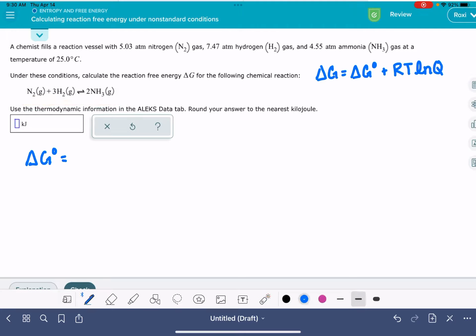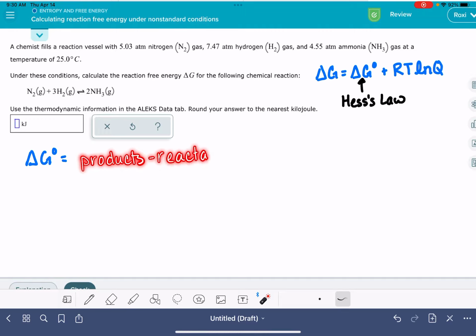We're going to use the Hess's law strategy, so I'm just going to make a note of that here. In Hess's law, we are going to be following the formula of products minus reactants, each multiplied by their stoichiometric coefficients. So looking at the balanced equation, we are going to take the delta G for our products, and we are going to subtract from that the total delta G for all of our reactants.